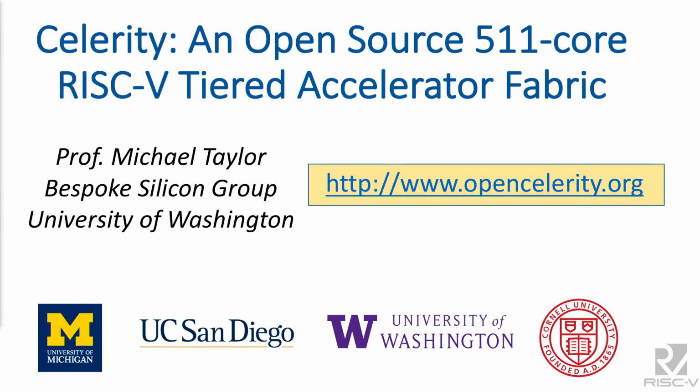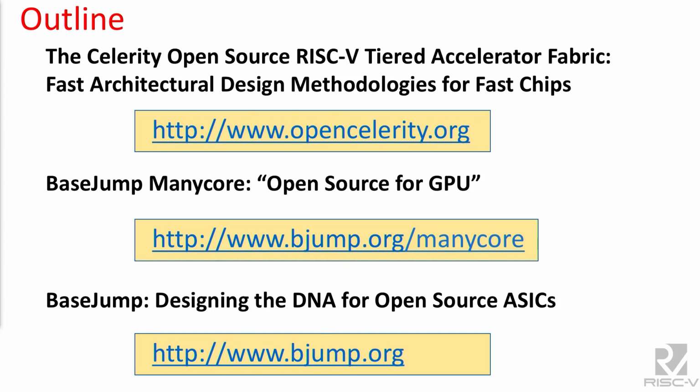Today my talk is entitled Celerity, an open source 511-core RISC-V tiered accelerator fabric. My collaborators in this work are University of Michigan, UC San Diego, my university, University of Washington, and Cornell. In my talk, I'm going to have three parts. The first is talking about the 16 nanometer TSMC chip that we designed, which has 511 RISC-V cores.